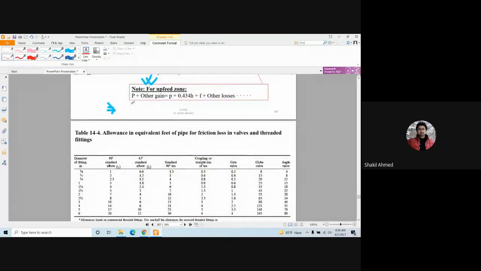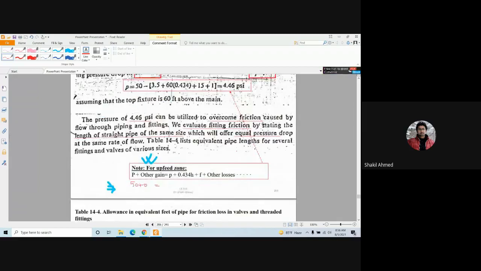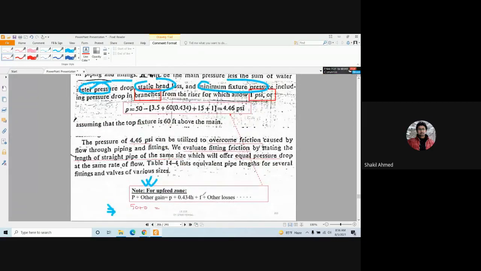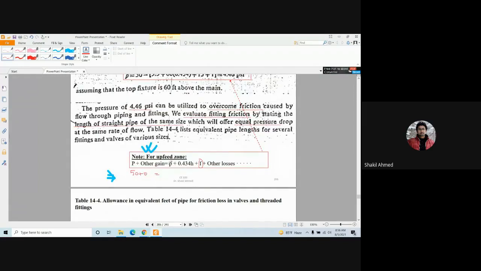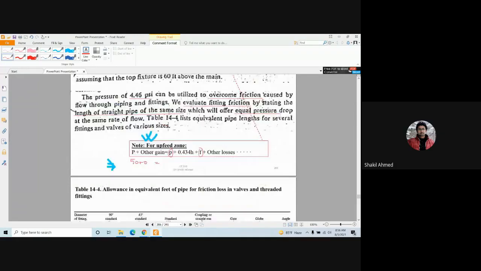So you put 50 here. We don't have any other gain or pump here, so this is 0. Okay. Now, what is your minimum fixture pressure? F. P is the frictional loss actually. Frictional loss. F is a small p per 100 feet. It is a total frictional loss.